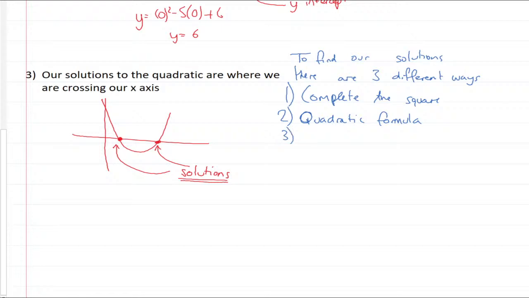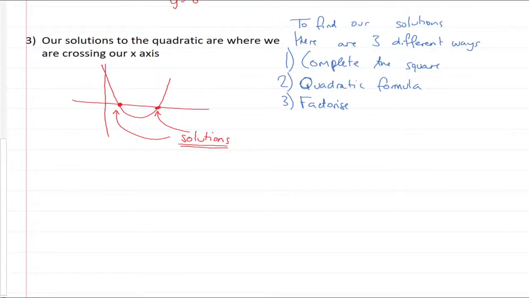And what about number 3? Factorising. Now we can't always factorise, can we? We can always do those 2. There's 3 ways to find those solutions. And then what's the last thing that we're going to need? We've got the way it looks, whether it's a U or an N. We've got our y-intercept. We've got where we're crossing the x-axis, the solutions.